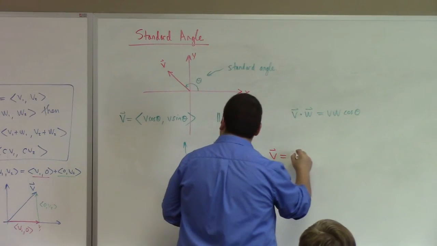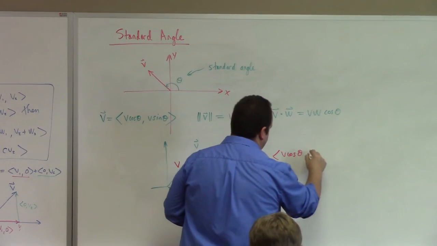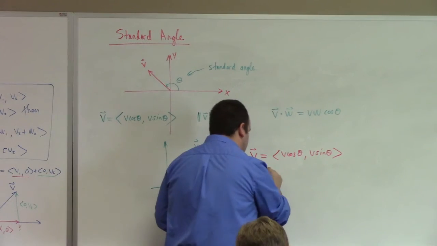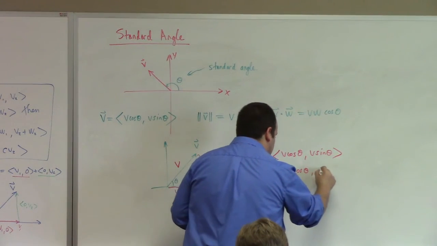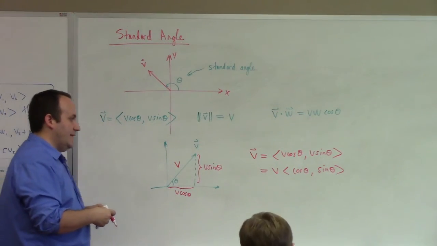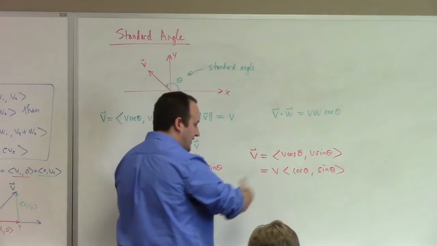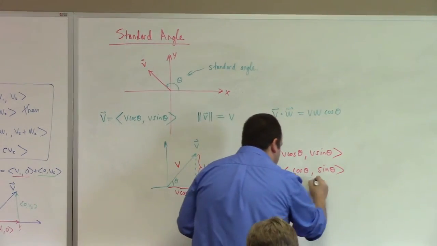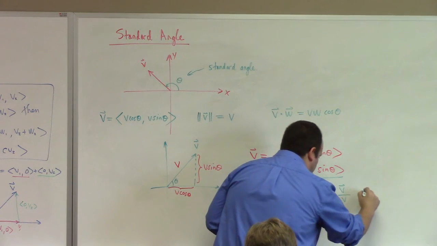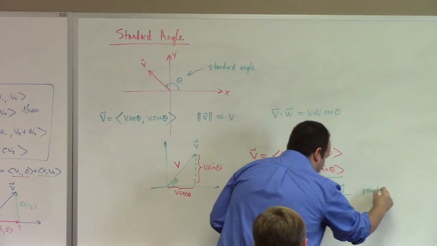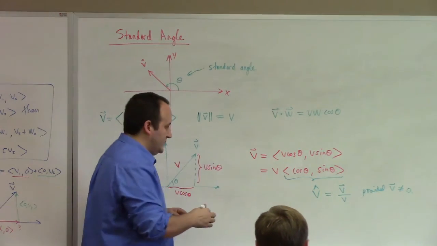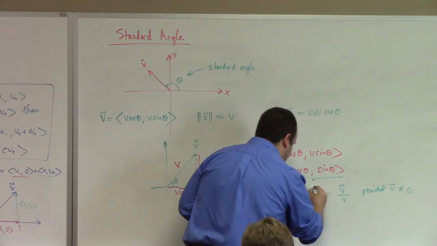V, check this out though. V cosine theta, V sine theta. What else can we do? Well, we can pull a V out, right? By definition of scalar multiplication, this is V times (cosine theta, sine theta). And this cosine theta, sine theta, we can also denote by what's called V hat. So V hat is V over the magnitude of V, provided V is not equal to 0.